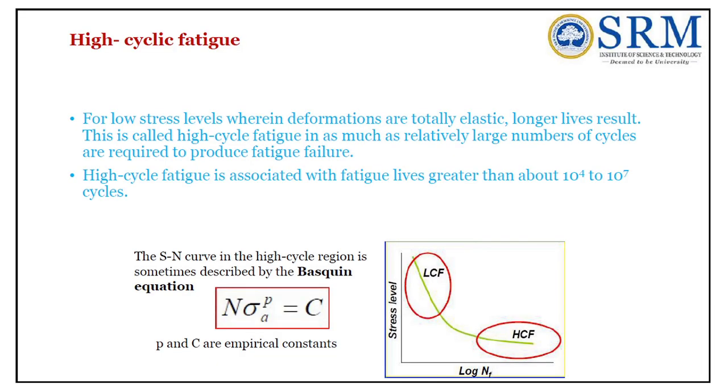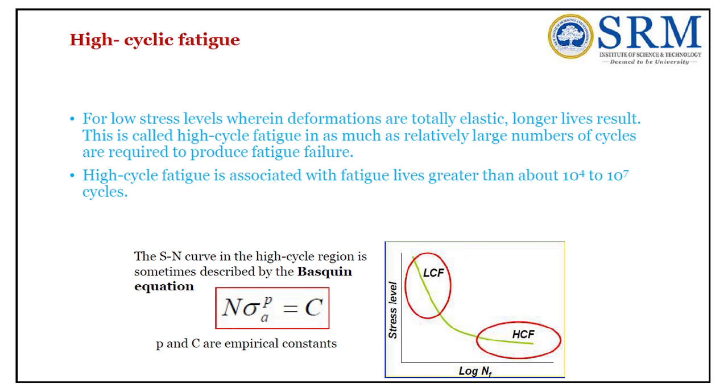Coming to the types of fatigue, there are 2 types: high cycle fatigue and low cycle fatigue. For low stress levels, wherein deformations are totally elastic, longer life results. We have seen this till now in our understanding of fatigue. At low stress level, the life of the material is longer. This is called high cycle fatigue. You can see in the diagram it represents high cycle fatigue in the low stress region, where the number of cycles is higher.